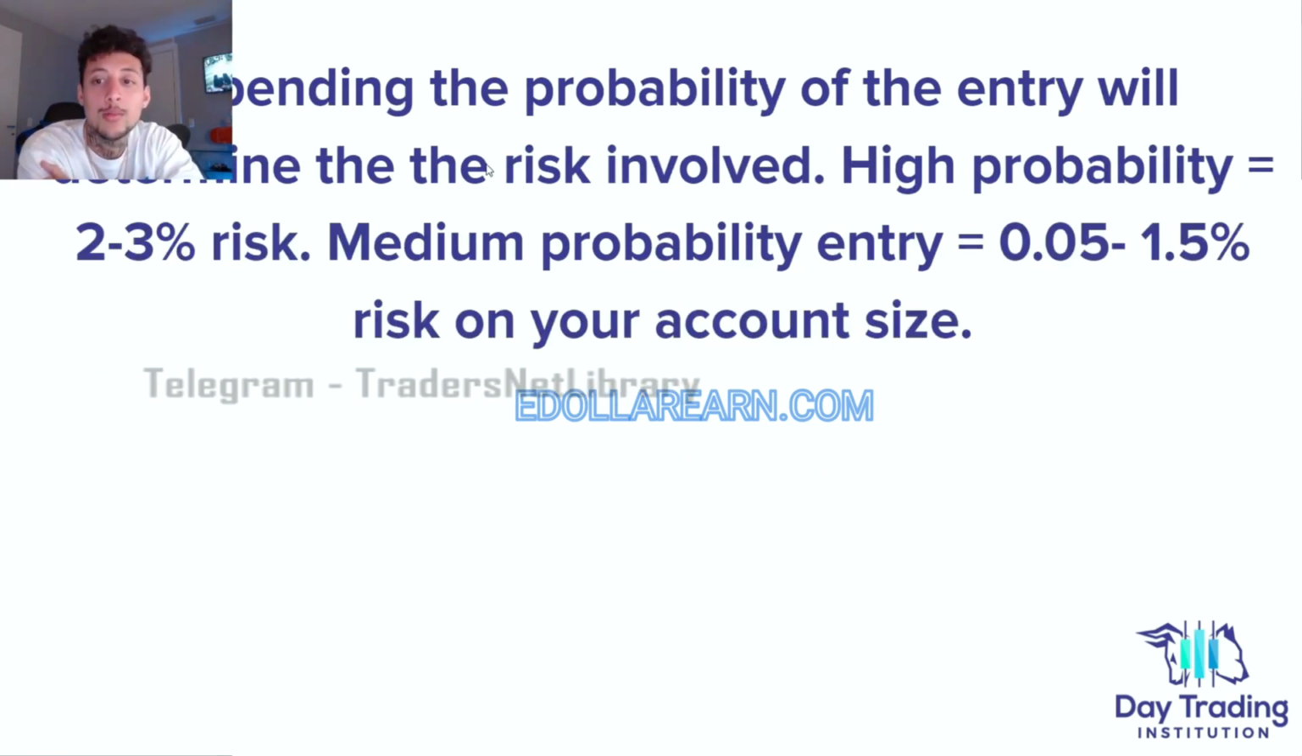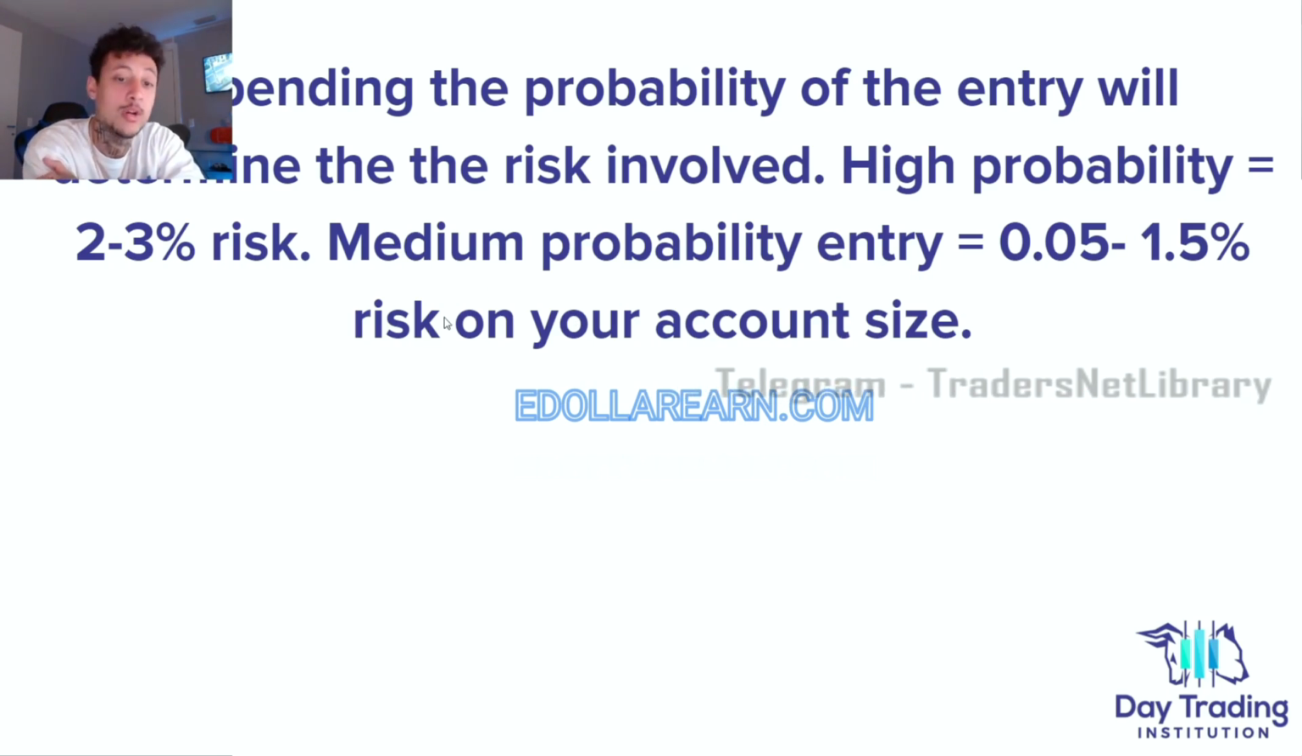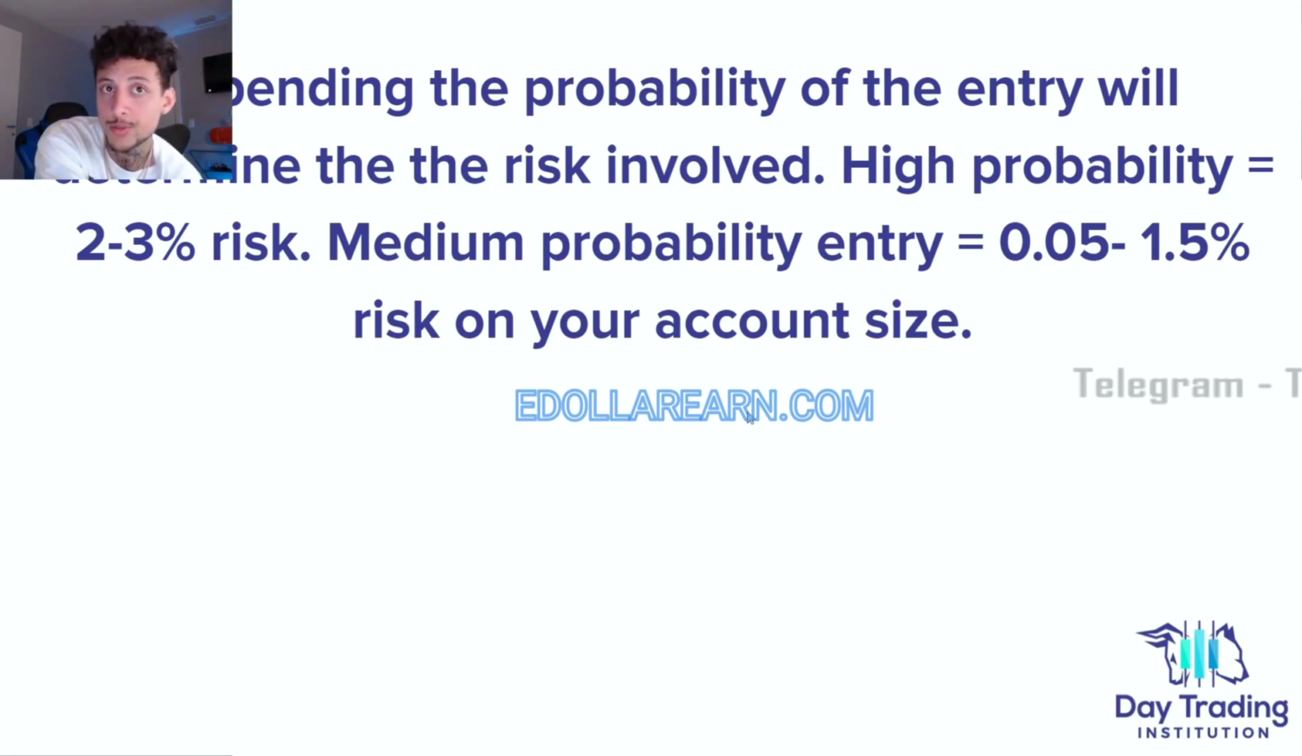Now, the probability of the entry will determine the risk that's involved. This is for me, right? Typically, when we have a high probability entry, I'll risk 2 to 3% on that trade. When we have a low probability entry, I'll risk anywhere between half to 1.5% on that trade. Risk on my overall account size. As simple as that. We'll get into risk management later on, but I want you guys to put this in your notes now because that's how much I risk per trade. Because everybody asks me, oh, how much do you risk per trade? Well, it really depends on the trade itself, right?